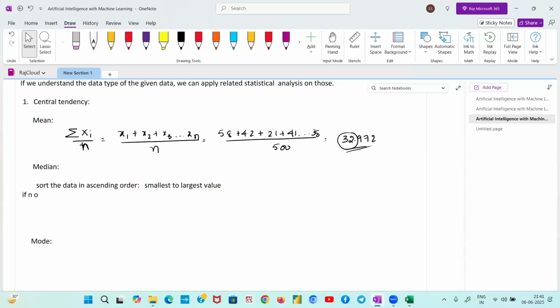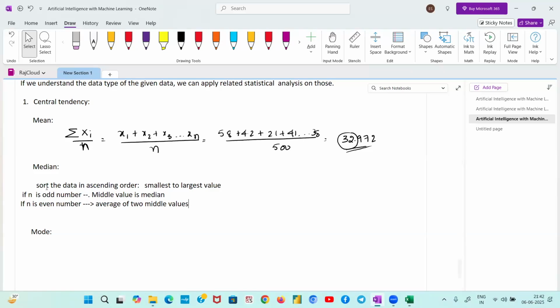If n is an odd number, the middle value is the median. If n is an even number, then it is the average of two middle values. Average of two middle values. So by sorting this out, we can get the median value.